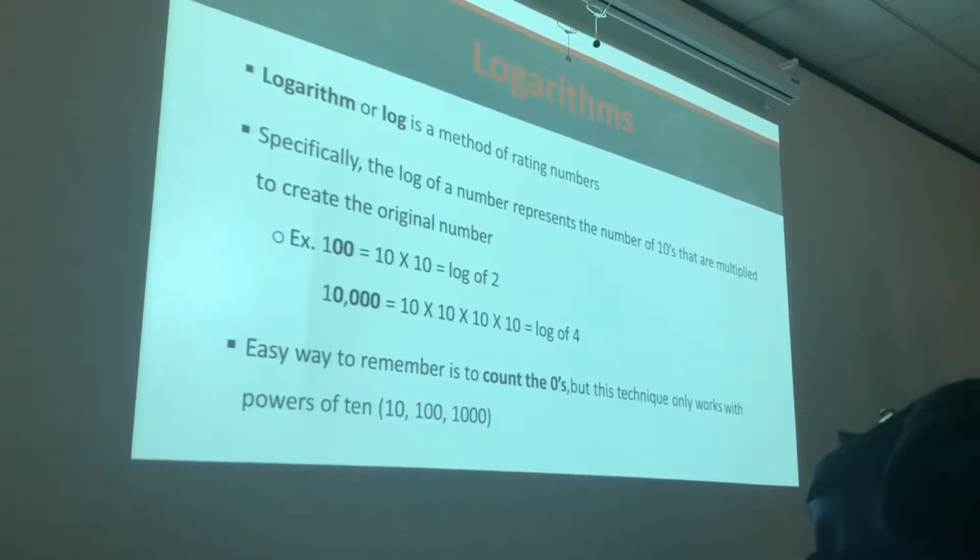When it comes to logs, it's really easy to do by powers of 10. An example would be a log of 2. Basically, we're just counting the number of zeros, because 10 times 10 equals 100. That equals a log of 2. A log of 4 is going to be 10,000, or 10 times 10 times 10 times 10, or 10 to the 4th power. An easy way to remember this is to count the zeros, but this technique only works with powers of 10.